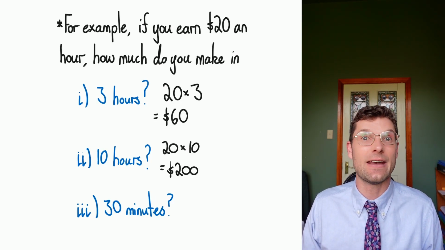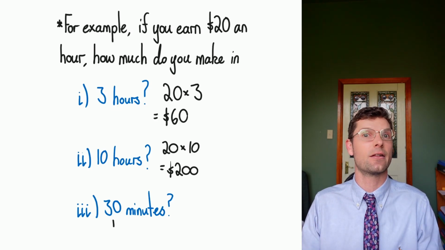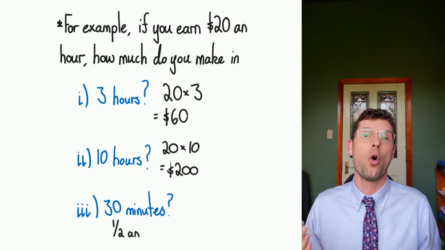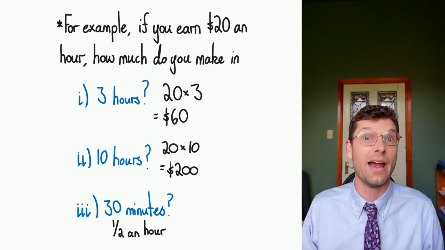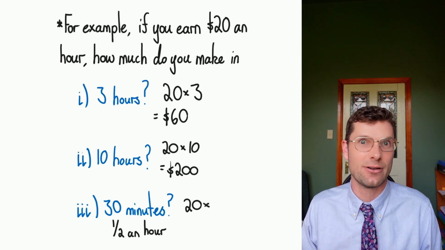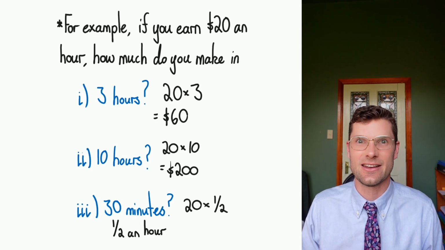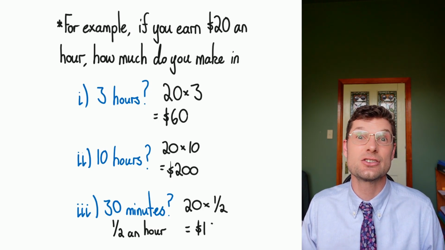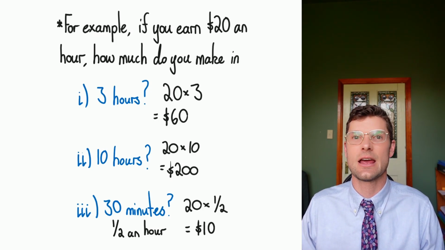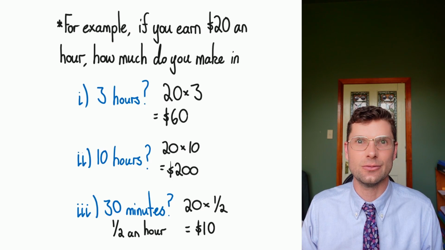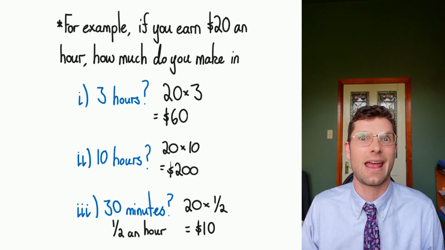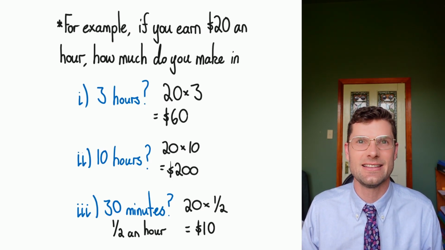If I'm working half an hour, so less money, instead of predicting the future, I'm working less, all I've got to do is multiply 20 by a half. Half an hour is half. That's just $10, which makes sense. So this idea of in lockstep is really fundamental. $20 multiplied by how many times I did it. Nice and easy way to make money.